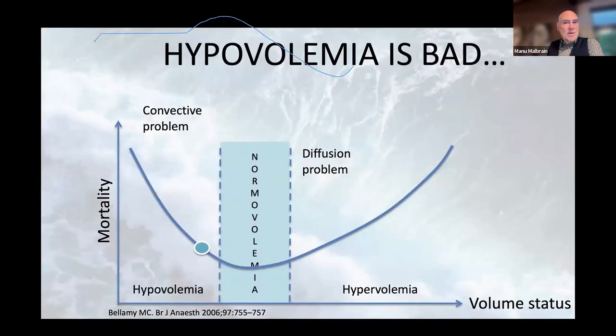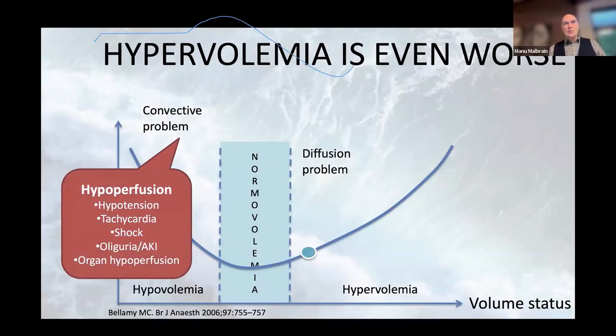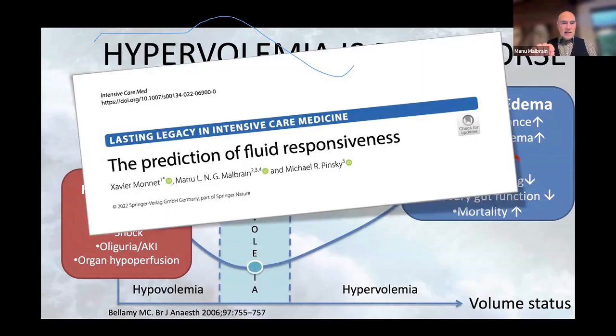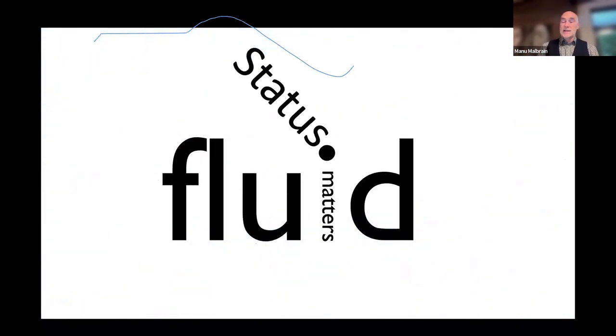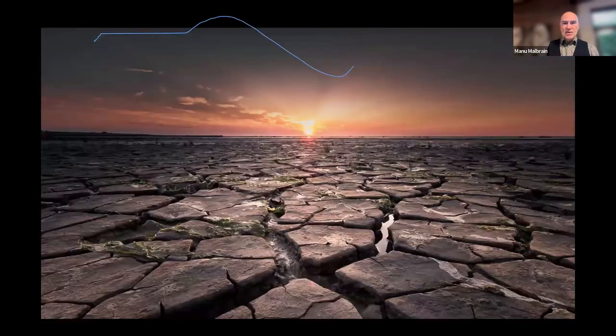Now, hypovolemia is bad because there are convective problems. Oxygen can't get to the tissues. Hypervolemia is equally bad because we have diffusion problems and oxygen cannot go to the tissues. And that is why the prediction of fluid responsiveness is important, as well as the fluid status. But there are lots of myths and misunderstandings.